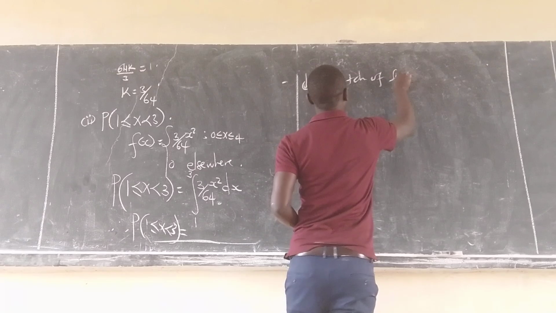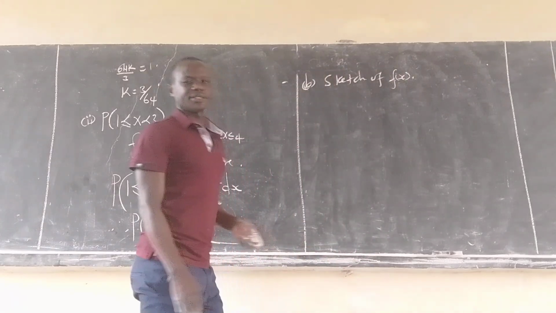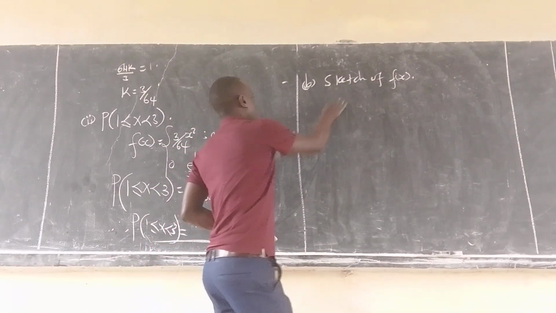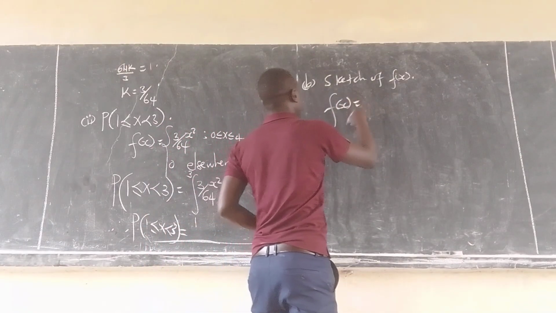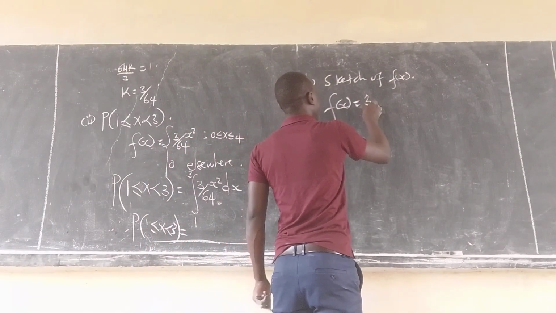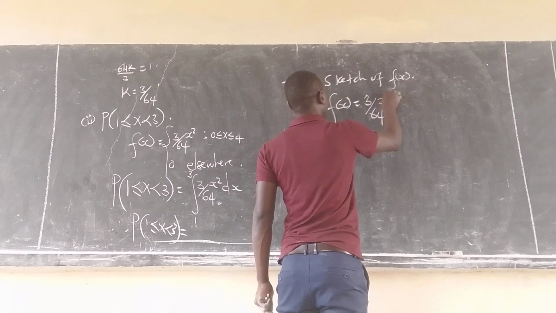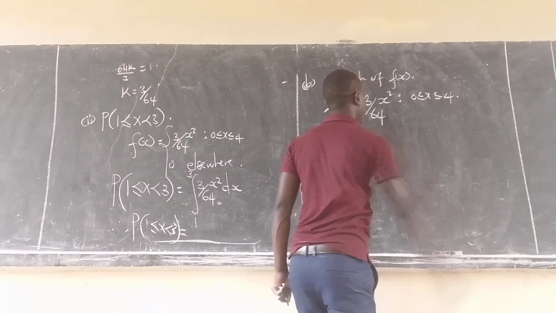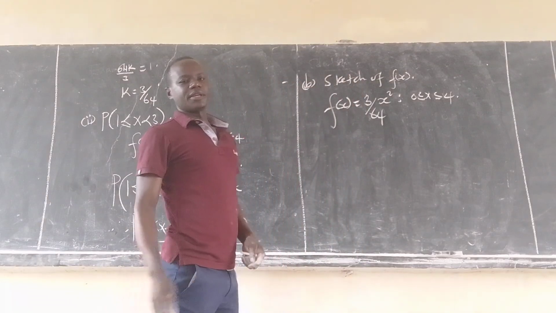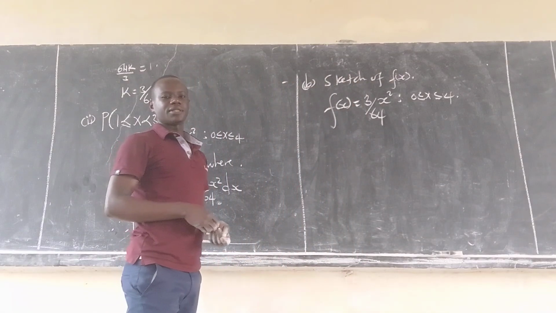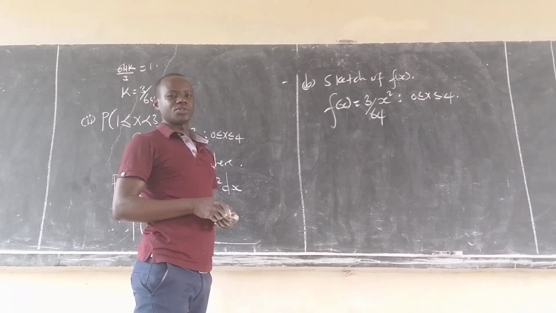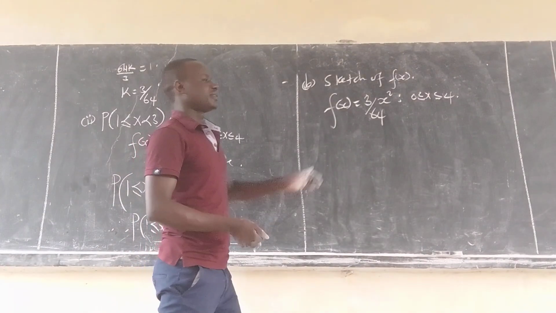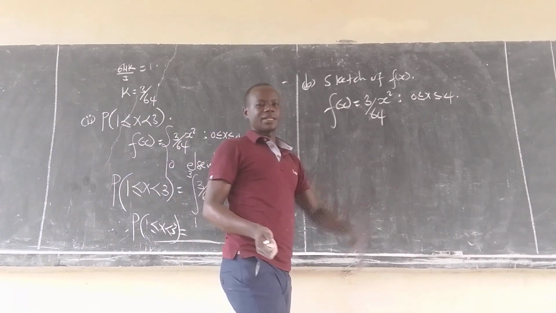of f of x. So the first step is to identify f of x in the different intervals. So my f of x is 3 over 6 x squared. This is when x lies between 0 and 4. The next step is to generate the values at any points. But before generating them, you ask yourself, is this thing linear or non-linear?